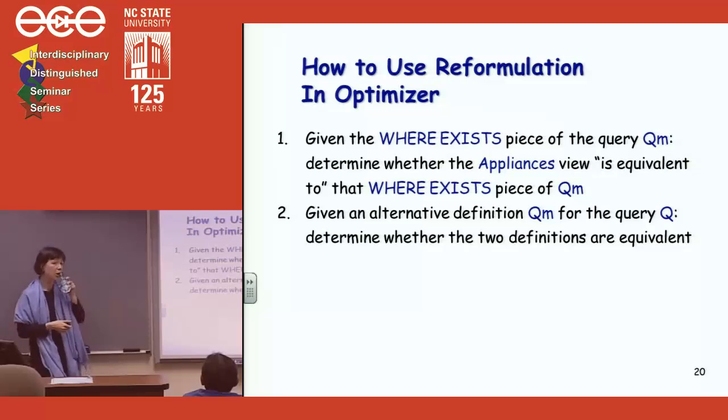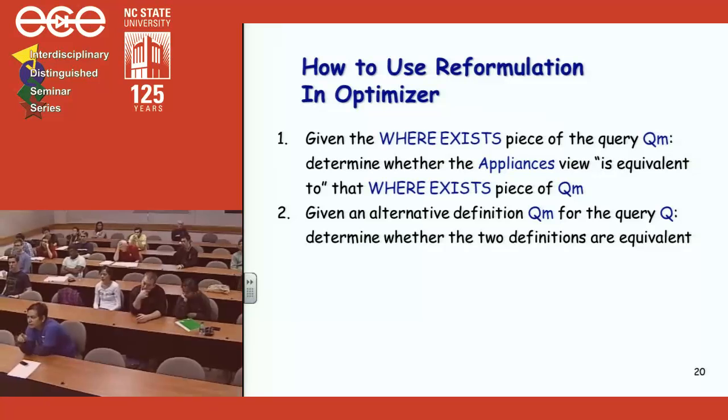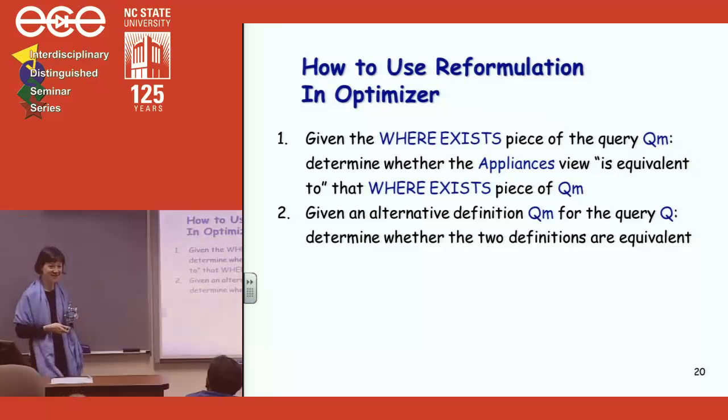So why wouldn't you just say, instead of saying where exists in item, why wouldn't you just say where it exists in the appliance table, like in the appliance view? Because we don't have this definition. We just have the definition Q. The question is, can we use this modified definition? This modified definition is a so-called expansion of this rewriting.